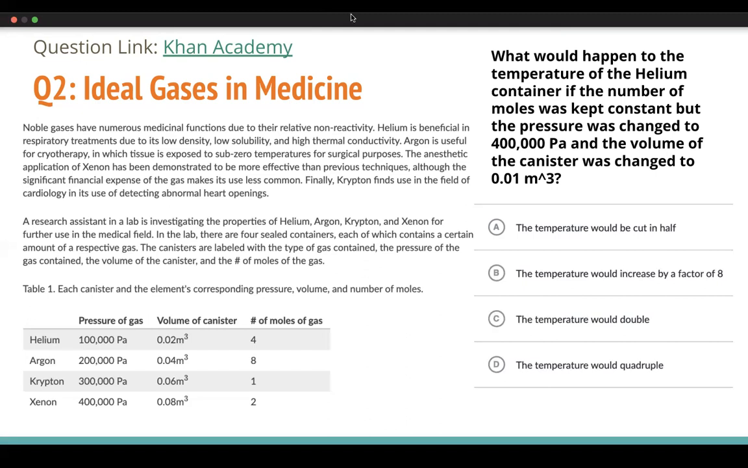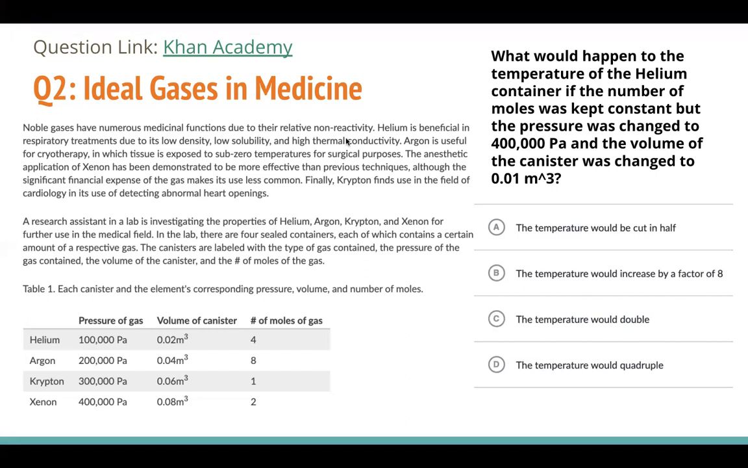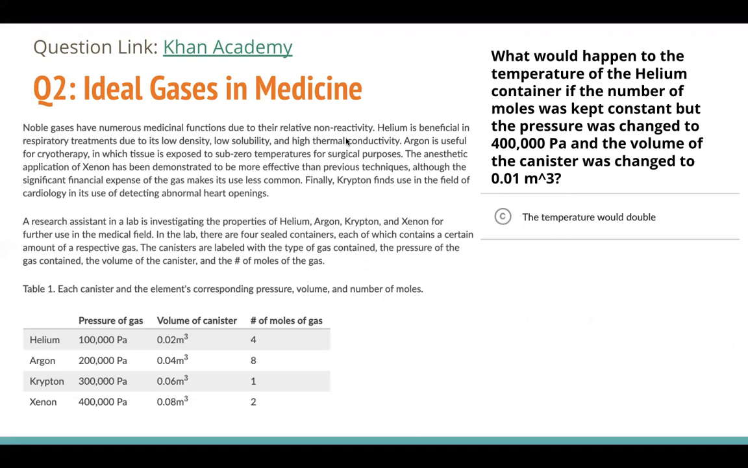Okay, now let's go over this together. So the answer is C, the temperature would double. And you will need to take into account both the pressure and the volume and their relationship to the temperature. And so remember the ideal gas law, PV equals nRT. All we care about right now is P and V and T.